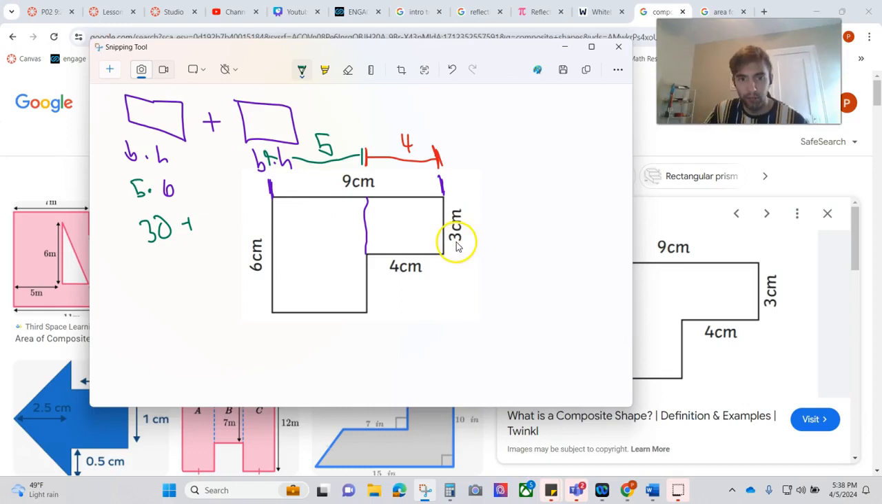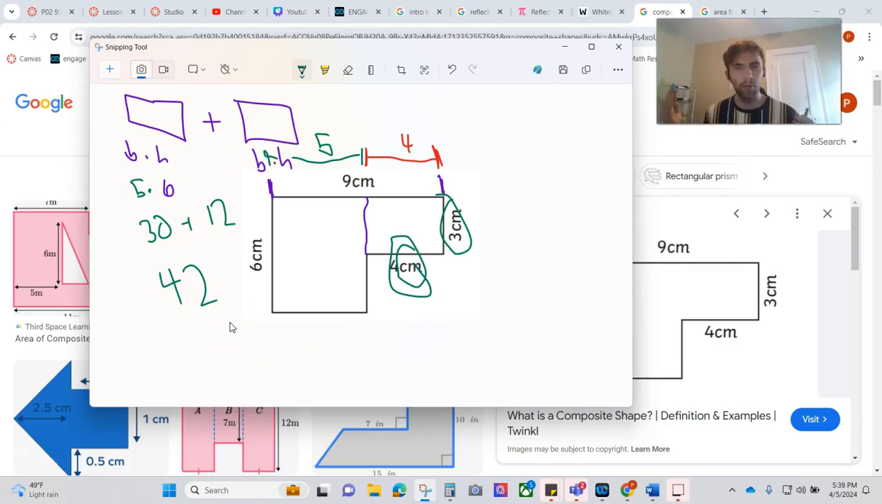Plus, what's the next rectangle's area? This one's a little easier, right? The base is 4. The height is 3. 4 times 3, that's 12. So the composite area of this composite figure is 42. Thanks for walking through that with me.